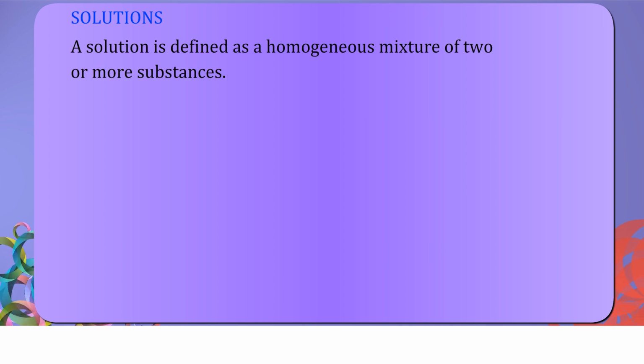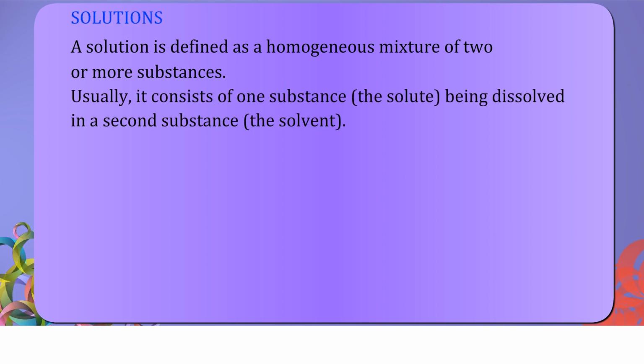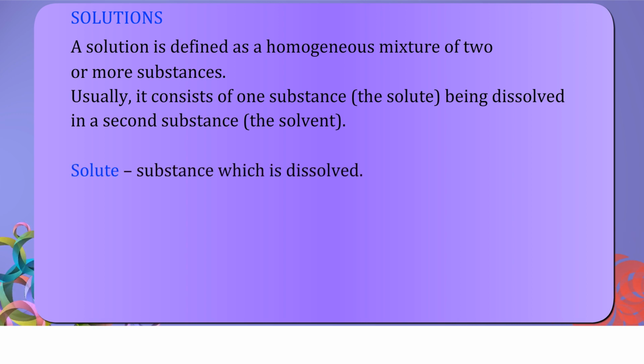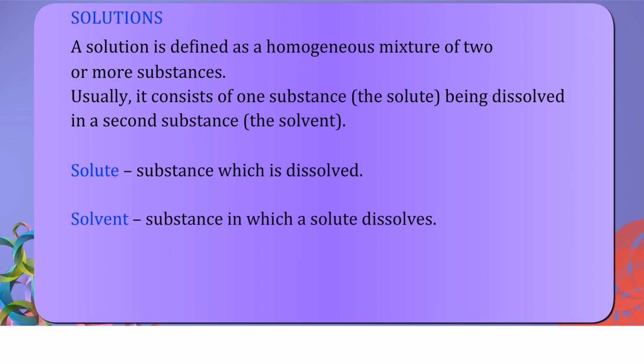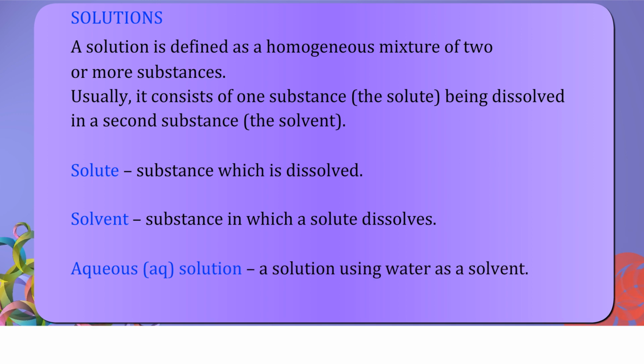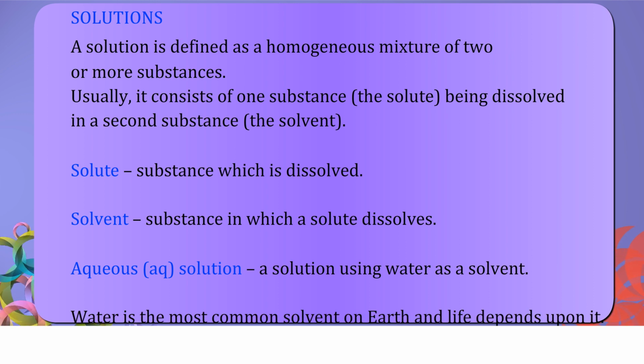Solutions. A solution is defined as a homogeneous mixture of two or more substances. Usually it consists of one substance, the solute, being dissolved in a second substance, the solvent. Solute: substance which is dissolved. Solvent: substance in which a solute dissolves. Aqueous solution: a solution using water as a solvent. Water is the most common solvent on earth and life depends upon it.